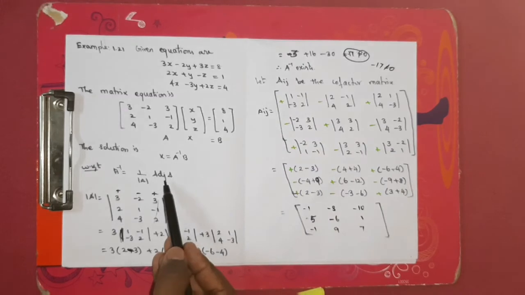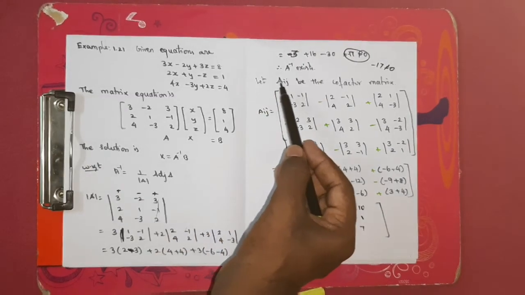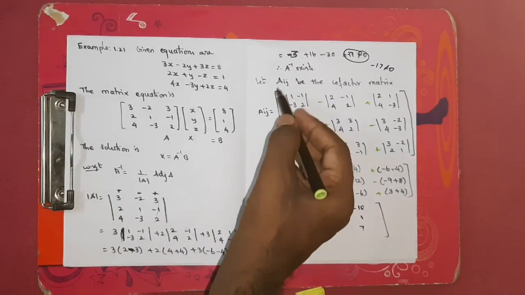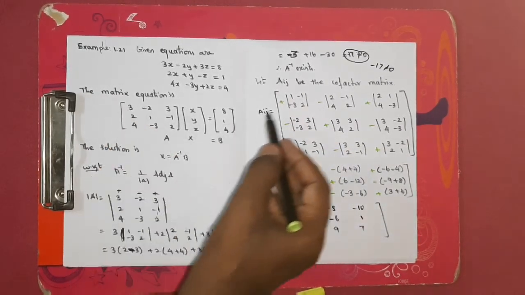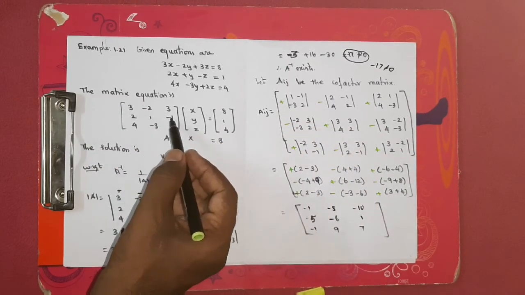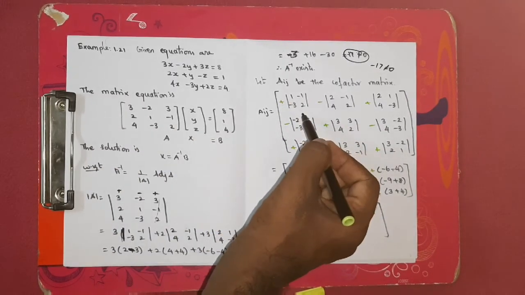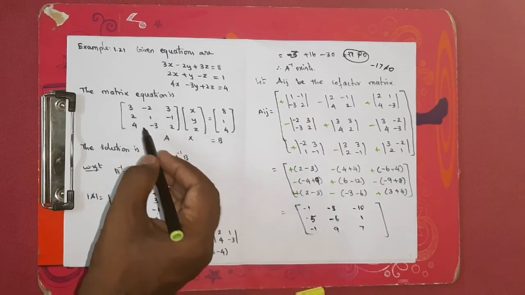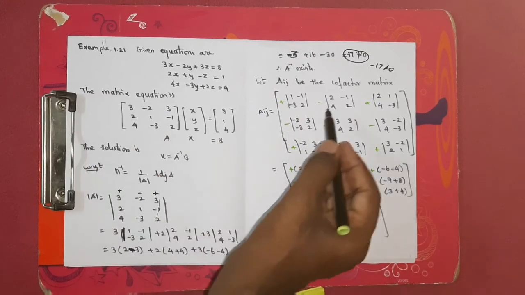So now we need the adjoint of A. For that, first we have to write the cofactor matrix. So let Aij be the cofactor matrix. For each and every element I am writing the minor. For 3 the minor is what? 1 minus 1, minus 3 2. So apply the values and put in a determinant. And for minus 2 the entries are what? 2 minus 1, 4 2.